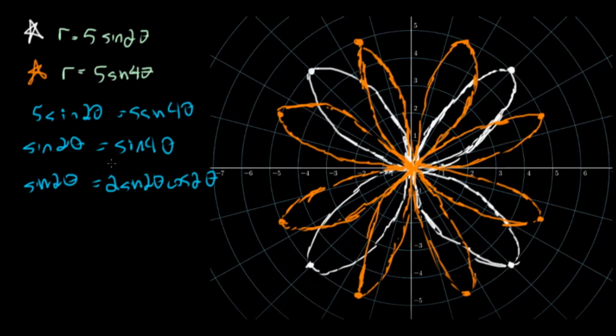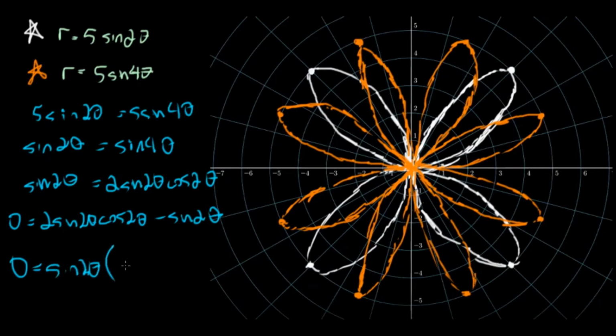All right, and then I'm going to subtract and then factor. So 0 equals 2 sine 2 theta cosine 2 theta minus sine 2 theta. And then I'm going to factor out the sine 2 theta. So 0 equals sine 2 theta times 2 cosine 2 theta minus 1. All right, so we need to set these two things equal to 0. Sine 2 theta is equal to 0, and cosine 2 theta is equal to 1/2, and that's going to give us our solutions.